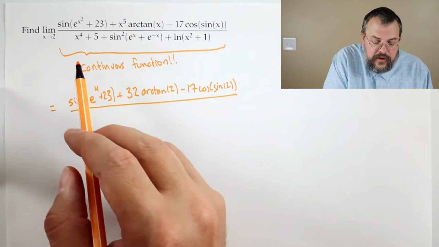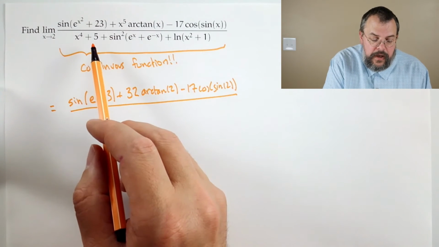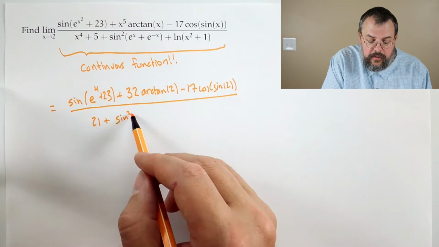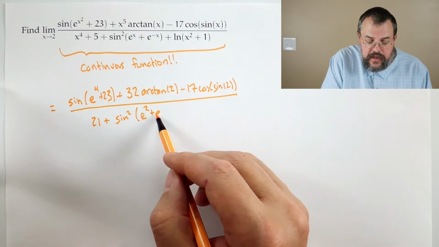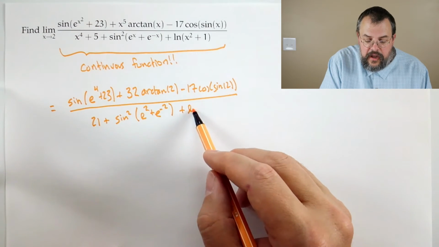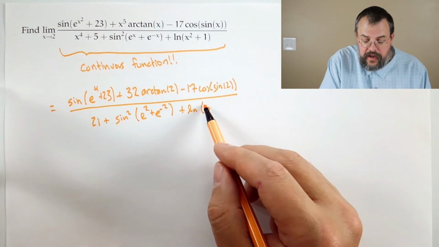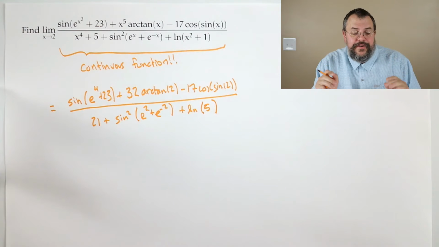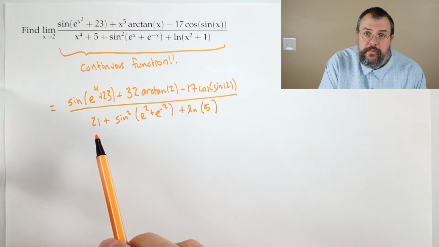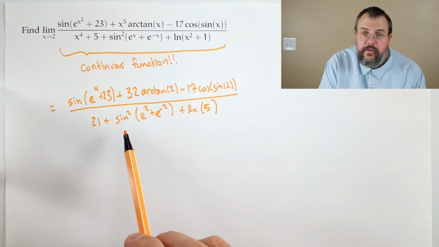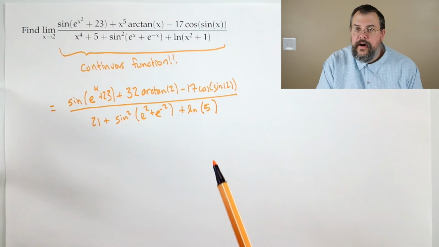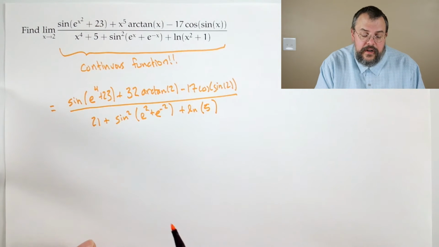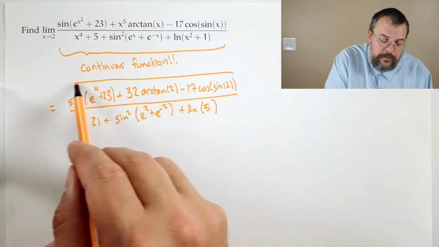Divide that by 2 to the 4th, which is 16, plus 5 more makes 21, plus sine squared of e to the 2 plus e to the minus 2, plus log of 2 squared is 4, plus 1 makes 5. And now we're saying, all right, this will be our answer as long as the denominator is not 0, but we're good to go. 21 is definitely far away from 0. Sine squared is greater than or equal to 0, and log of 5, it's at least 1, and it's not negative. And therefore, there's no division by 0, and we're done.